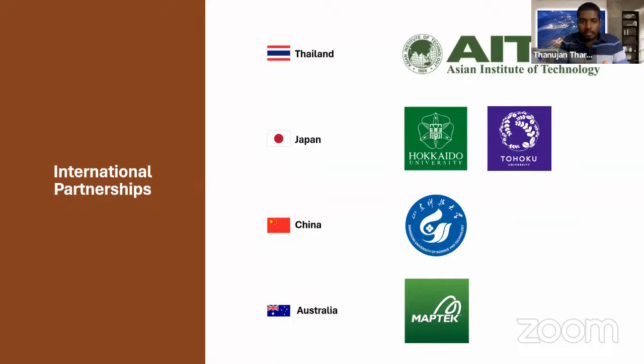The next one is the Japan partnership with Hokkaido University. We usually organize research symposiums in collaboration with Hokkaido University, and we also have research collaborations with Tohoku University. With China, we have a collaboration with Shandong University. Their researchers usually visit here, and occasionally they offer master's scholarships to our graduates. The next is the industrial collaboration with the Maptek Vulcan software company from Australia.